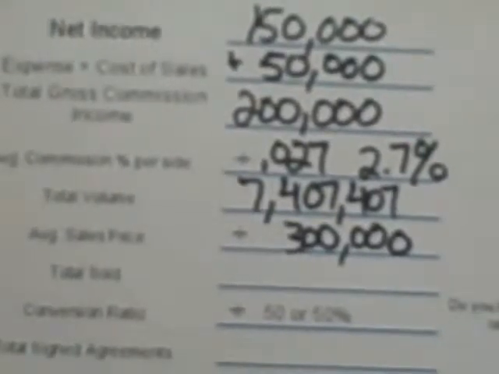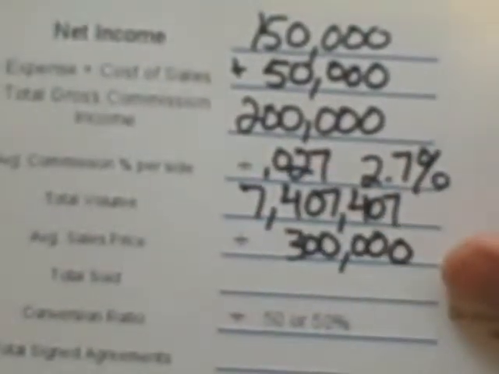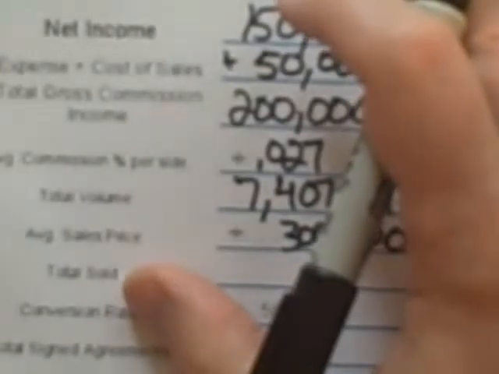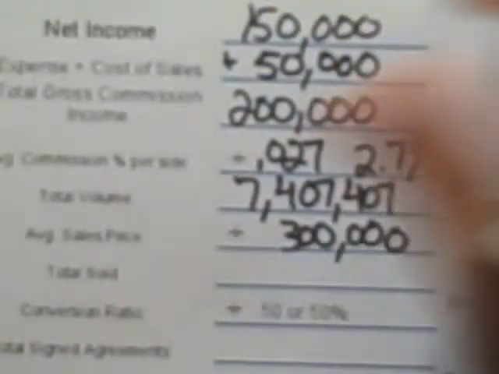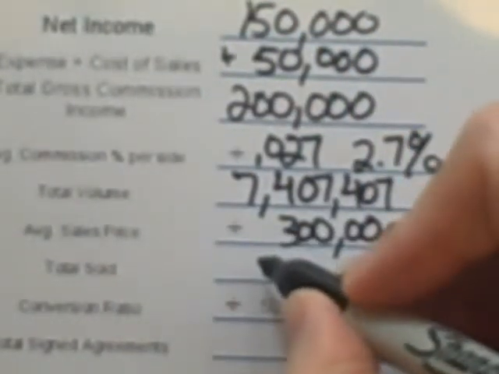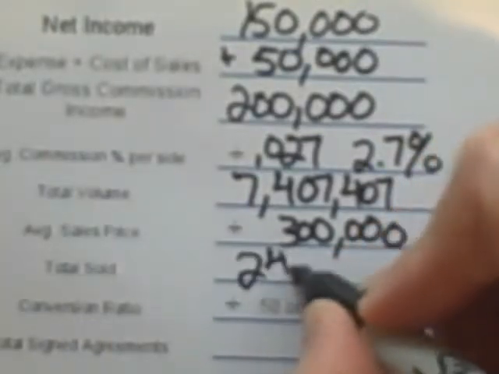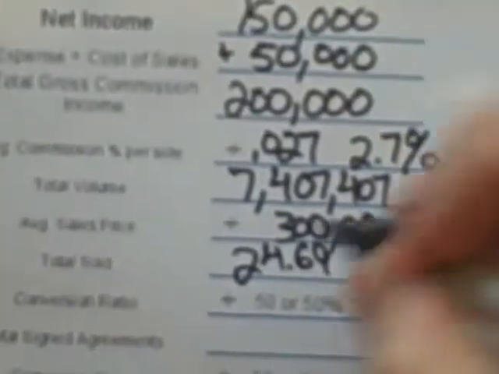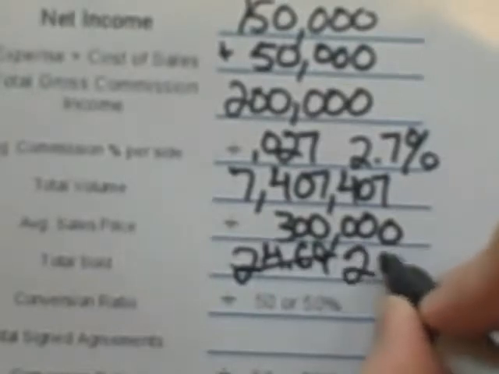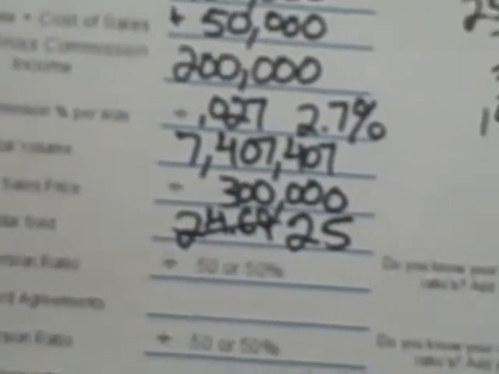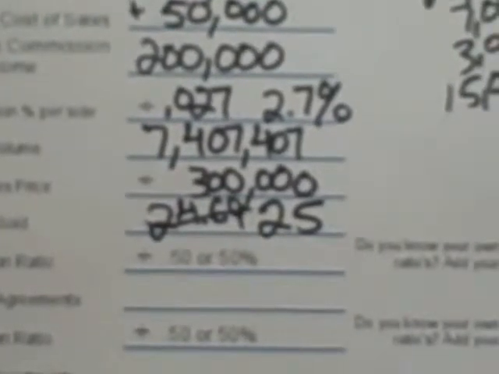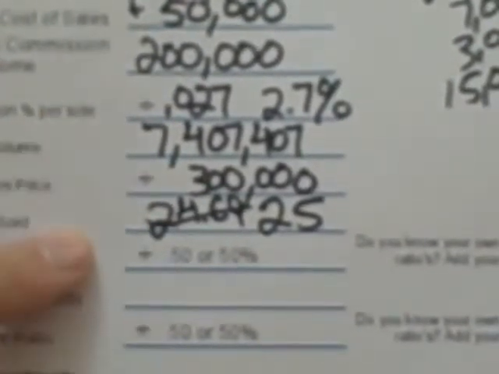So your average sales price, you're going to take your volume, divide by your average sales price, and that will give you your total number that you need to sell. And this is 24.69. All right, I'm just going to scratch that out and say 25 to make this simple, round it up. Nothing wrong with rounding up. Fail safe. So the next part is your conversions.